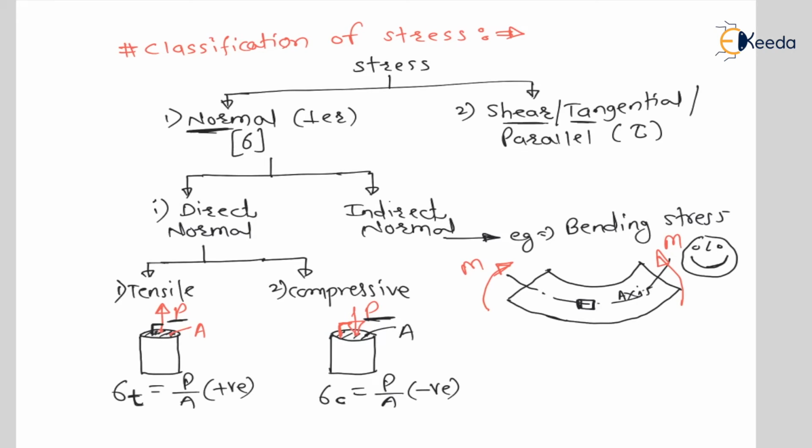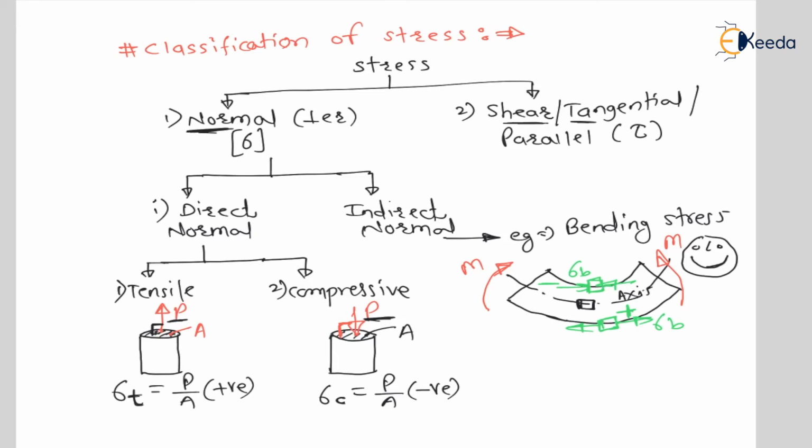Now see, if I consider an element in the upper fiber, above the axis, then length is decreasing, means there will be compressive bending stress. And if I see the bottom fiber for this type of bending, then length is increasing, therefore there will be tensile bending stress. Means bottom fiber is under tension, means positive stress, and upper fiber is under compression, means negative stress.